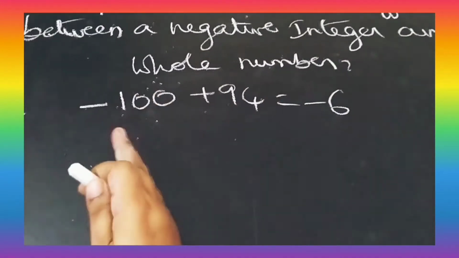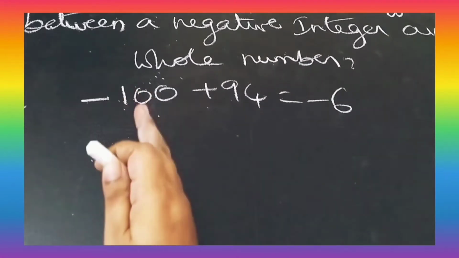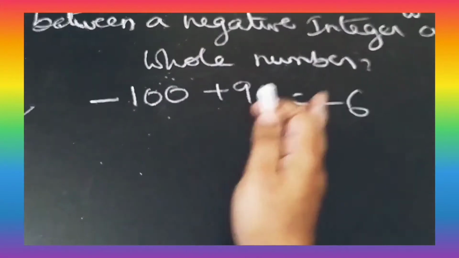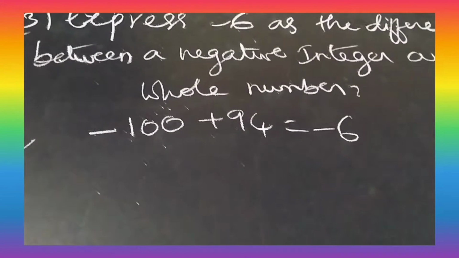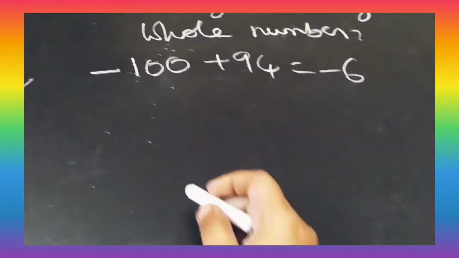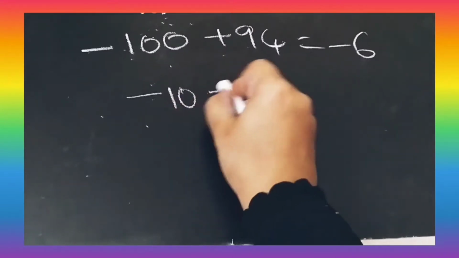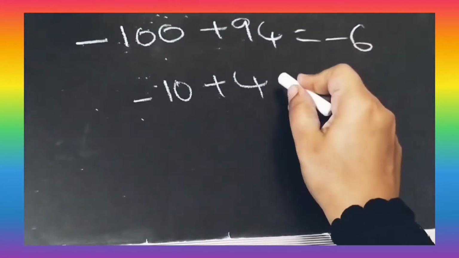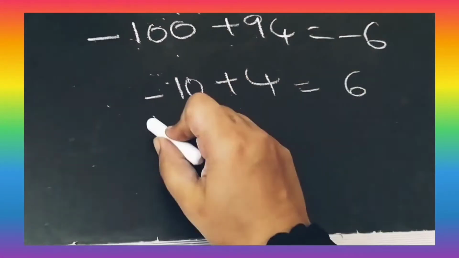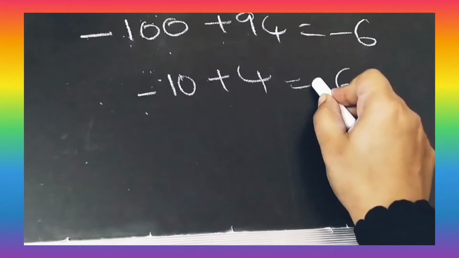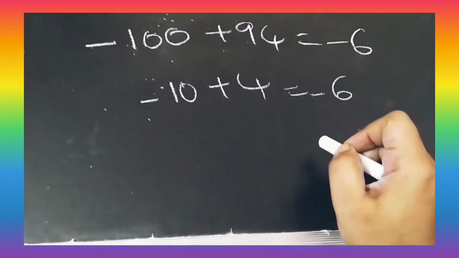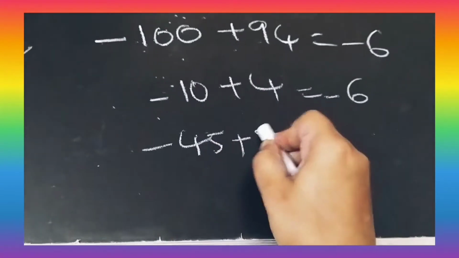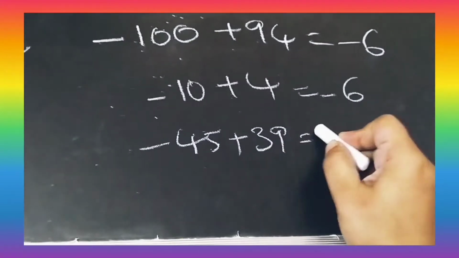Which number is bigger here? 100 is the bigger number. So before 100 what is there? Minus is there. So you have to write minus 6. Again we'll take minus 10 plus 4. What is minus 10 plus 4? You have to do 10 minus 4. It is 6. Again you have to write minus. It is minus 6. Again what will do? Minus 45 plus 39 will do. It is again minus 6.